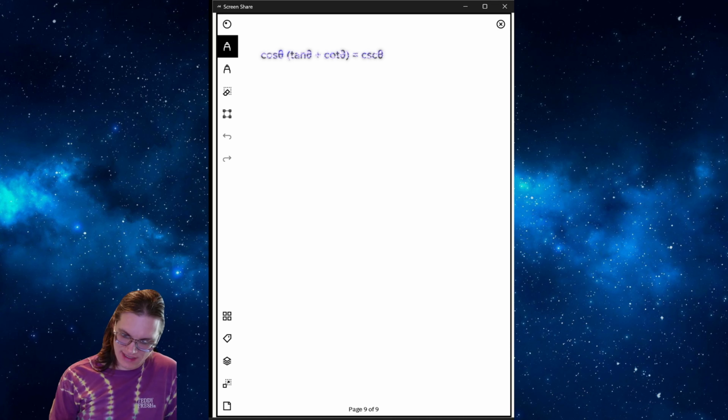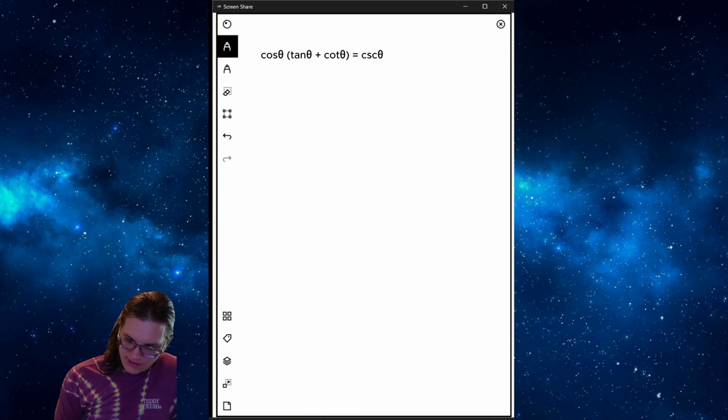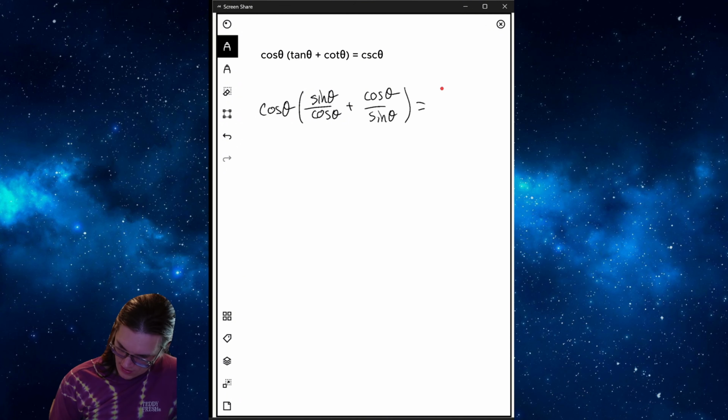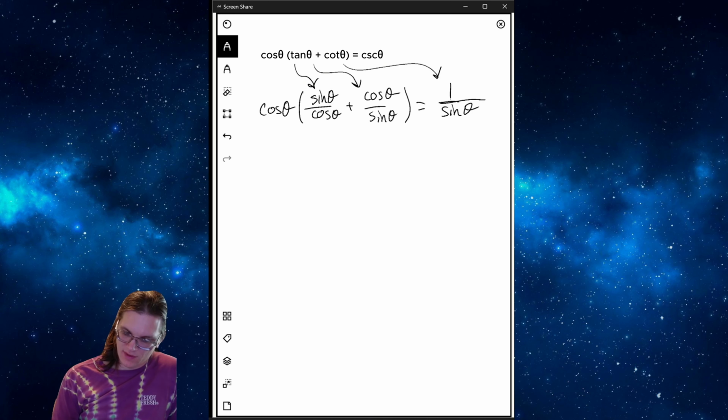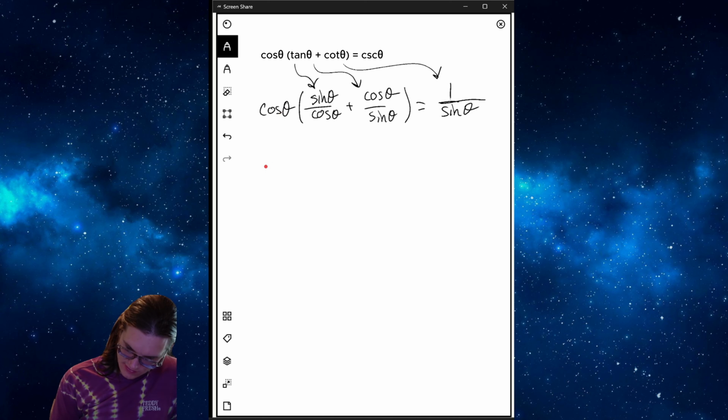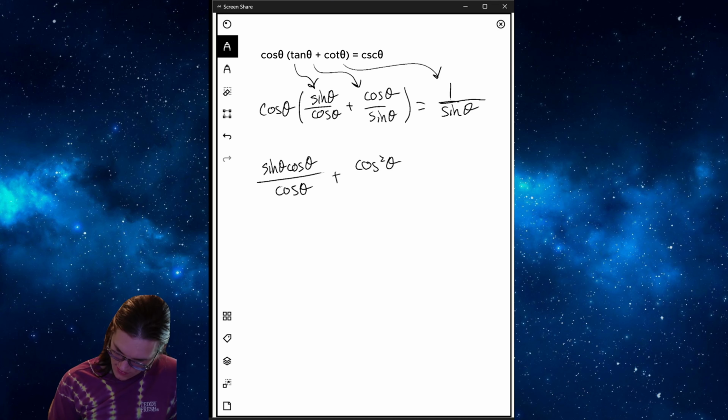Okay, and last thing, let's see, I'm just going to turn these into what I know that they are in sine and cosine. This is a perfect example of how to use that knowledge. So sine over cos, cos over sine, and 1 over sine. Okay, this is here, this is here, this is here. And we keep going. We say multiply these across, so sine theta cosine theta over cosine plus cosine squared over sine equals 1 over sine.